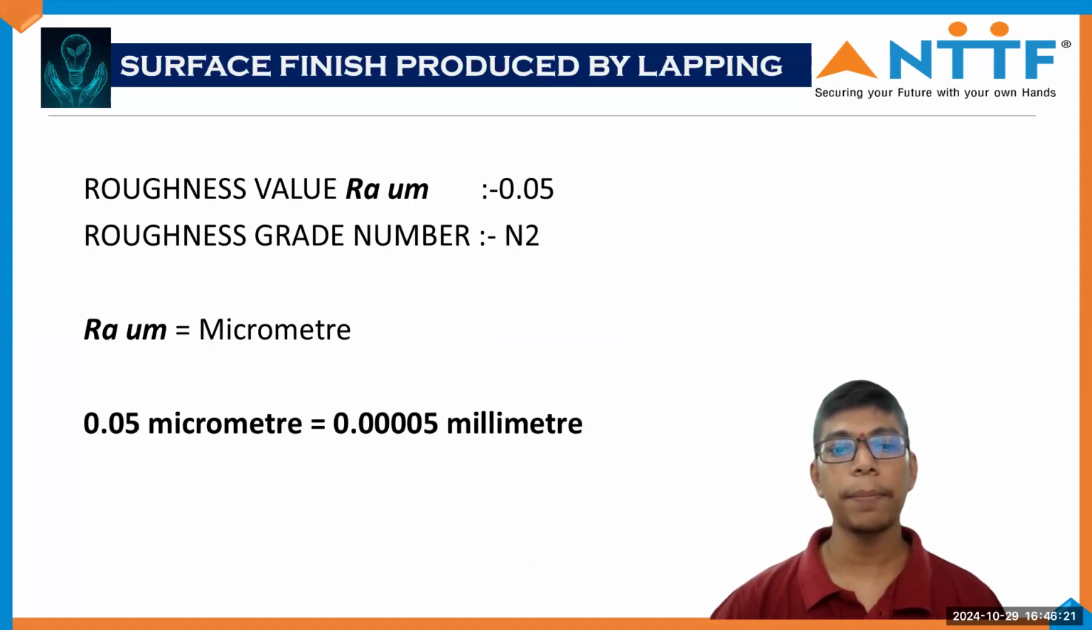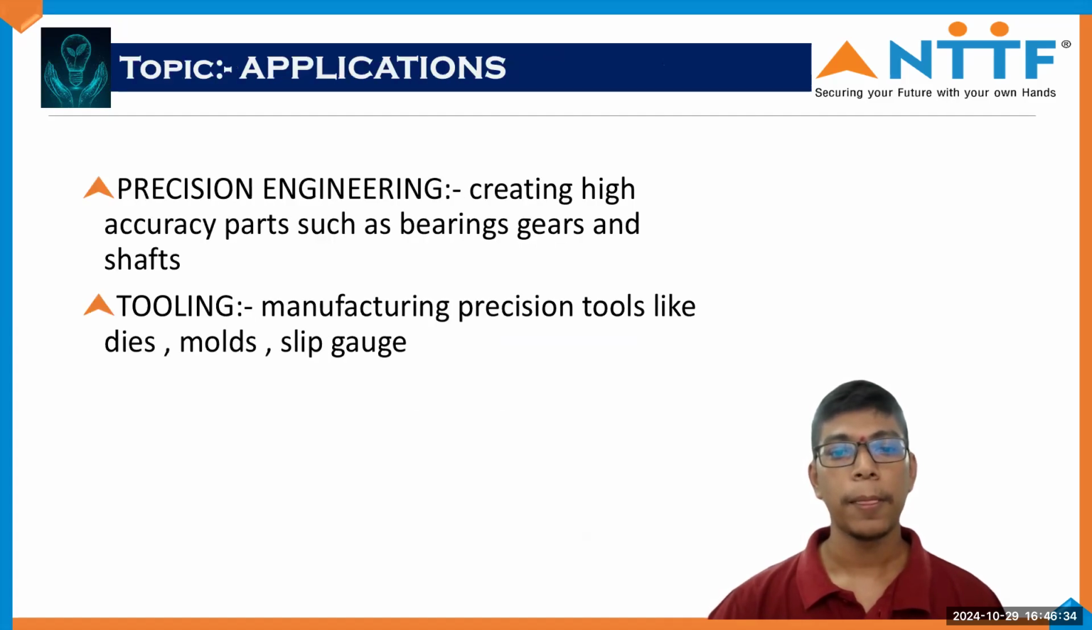Surface finish produced by lapping. Roughness value Ra is 0.05 micrometer. Roughness grade number is N2. Conversion of 0.05 micrometer in mm is 0.00005 millimeter.